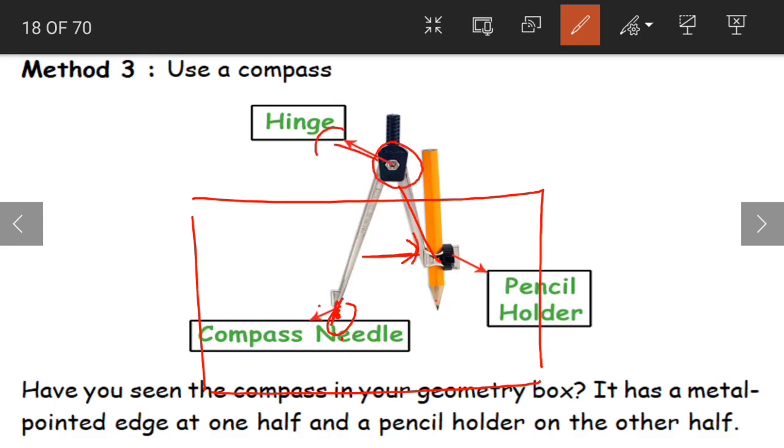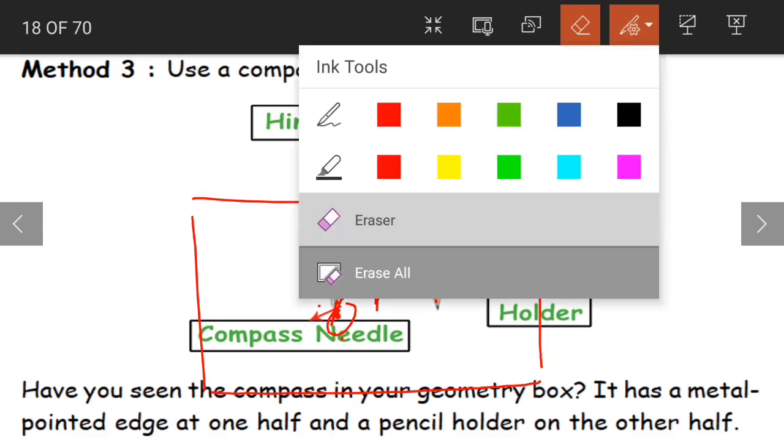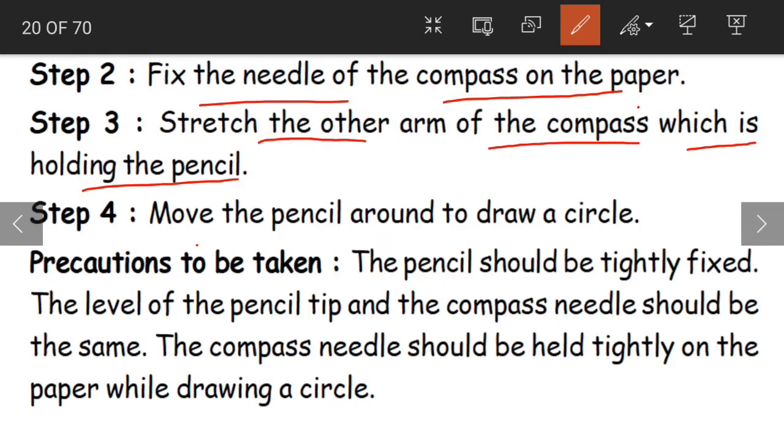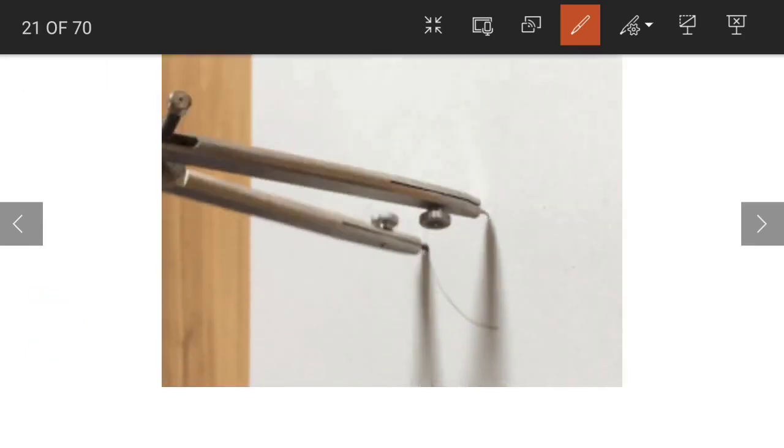Now you can spread the arm depending on the distance. If you want a big circle, you can spread the arm till here. If you want a small circle, you can spread the arm only a little. So depending on the size of the circle that you want, you can spread the pencil holder arm. Now move the pencil around to draw a circle. See here, children.